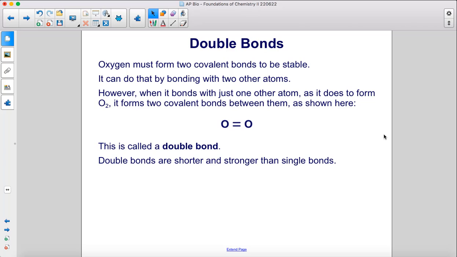Oxygen must form 2 covalent bonds to be stable. It can do that by bonding with 2 other atoms. However, when it bonds with just one other atom, as it does to form O2, it forms 2 covalent bonds between them as shown here. This is called a double bond. Double bonds are shorter and stronger than single bonds.